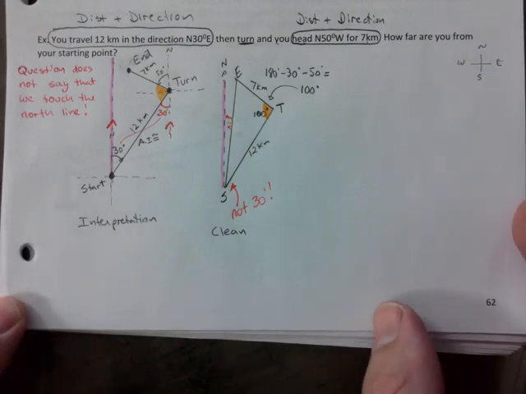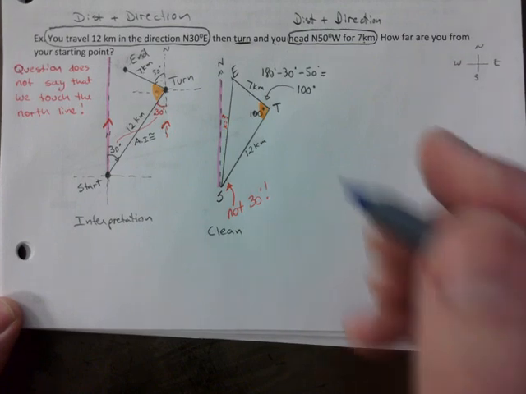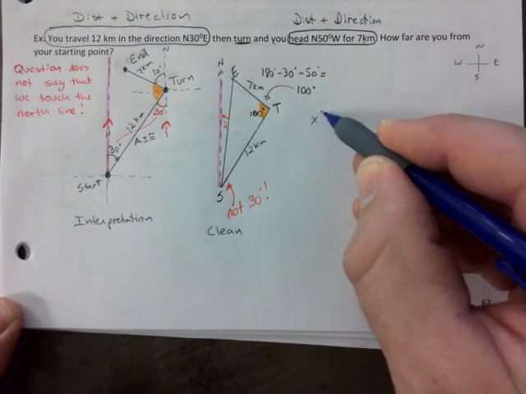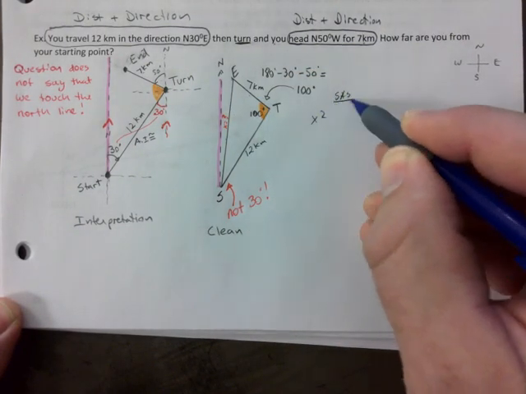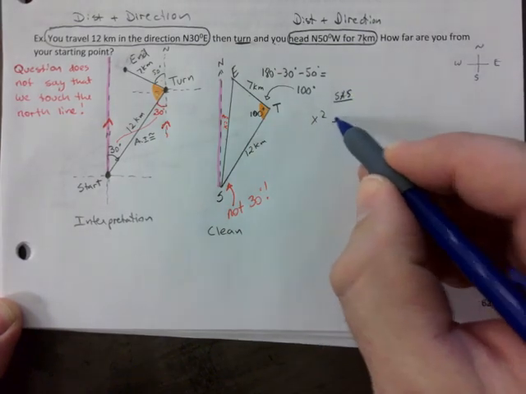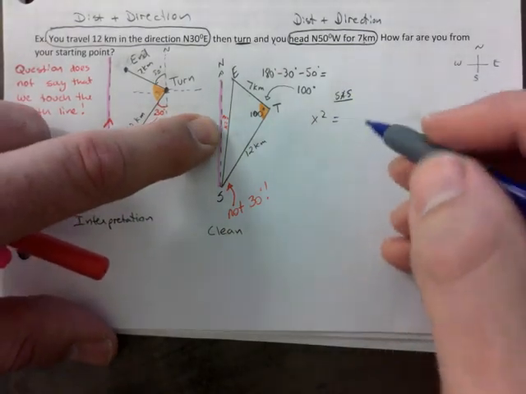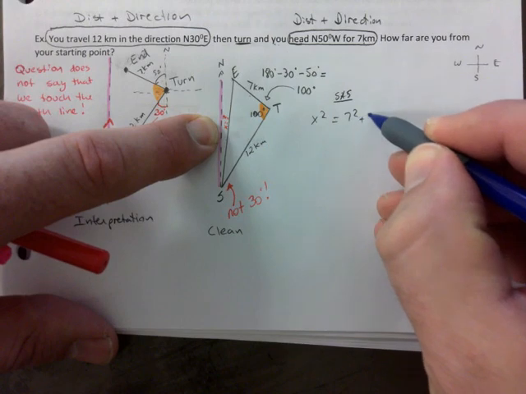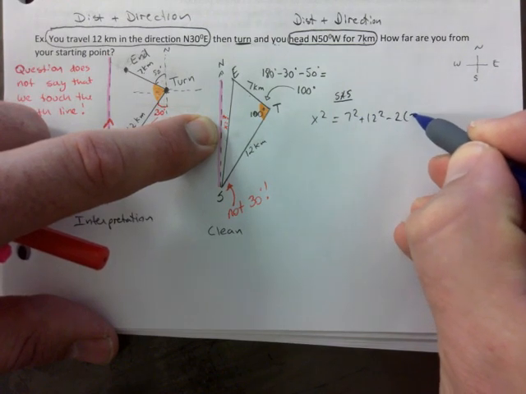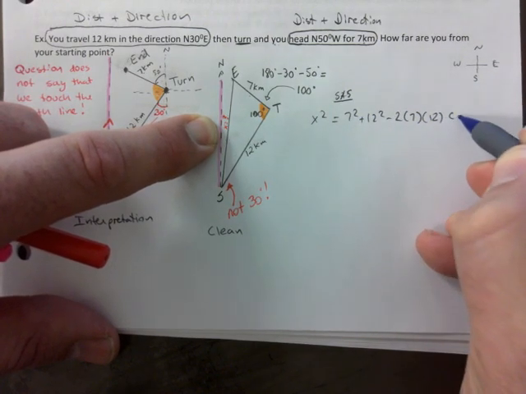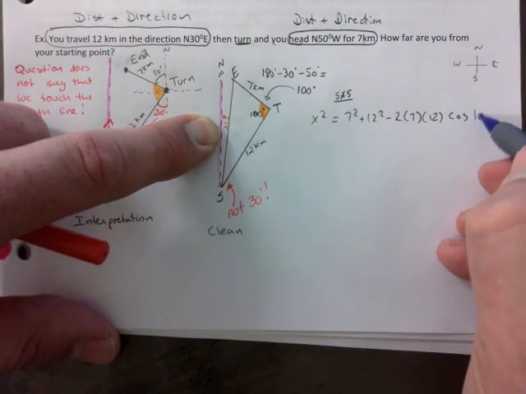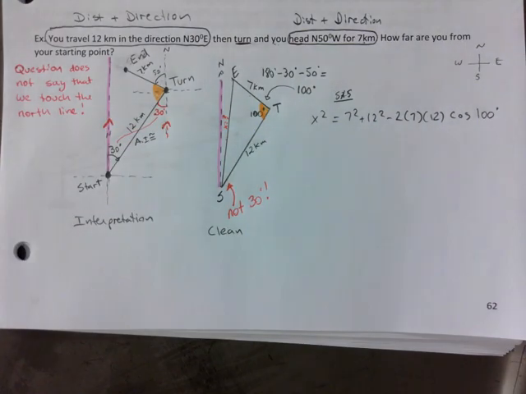What kind of triangle do we have? SAS, right? Cosine law? Okay. So x squared, SAS by the way. No pair, there's no pair. X squared would be 7 squared plus 12 squared minus 2 times 7 times 12 times cosine of the only angle in this triangle. There we go.